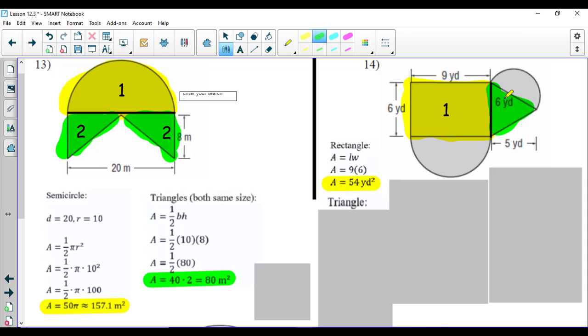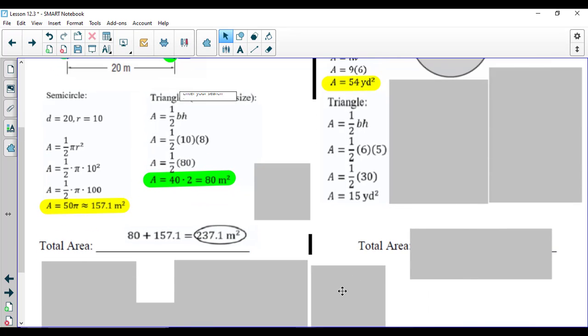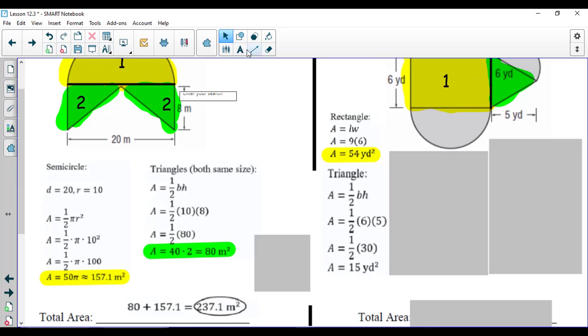The 6 yards, I know it's kind of confusing that's here, is the diameter of this half circle. So we would do half times base times height. The base would be 6 and the height would be 5. That gets us an area of 15 yards squared. We're going to have half of 30, which is going to get us 15 yards squared. And again, that's for the green triangle that we have. And we can do these in any order.